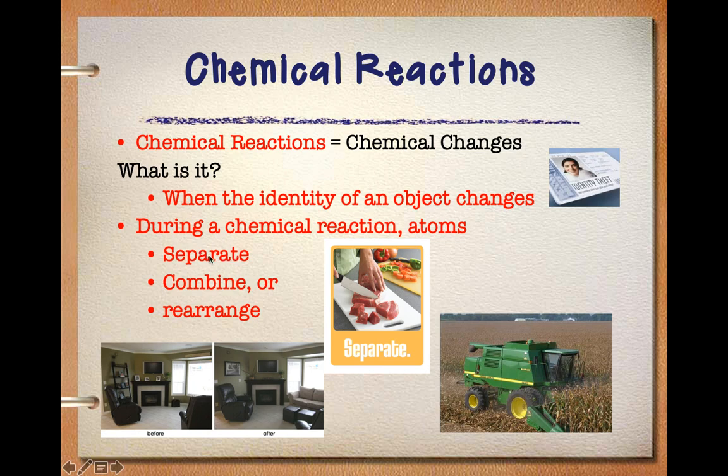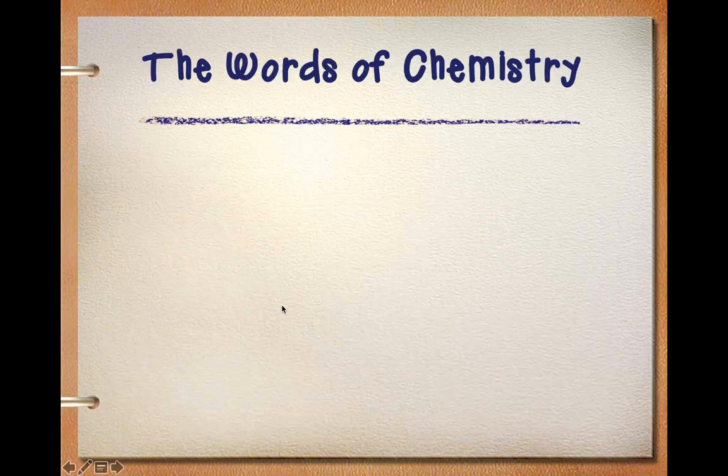So if atoms have separated, we know we have a new identity. If atoms have combined compared to the beginning and the end, we know there's a new identity. If the atoms have rearranged their bonds, we know there's a new identity. So we can use those kinds of ideas to know, this is a chemical reaction. Something new has been made.